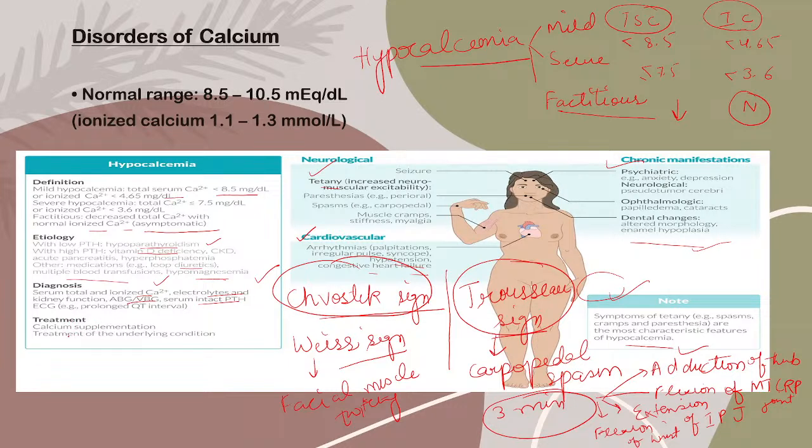And that is parathyroid hormone, and ECG changes would be there, that is prolonged QT interval. These ECG changes would be discussed in upcoming slides. Then treatment includes calcium supplementation and treatment of underlying condition. So whenever a patient will have hypocalcemia, we will treat the underlying cause and the calcium supplementation would be given.